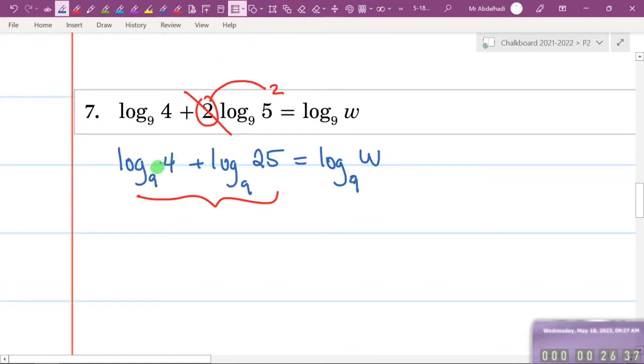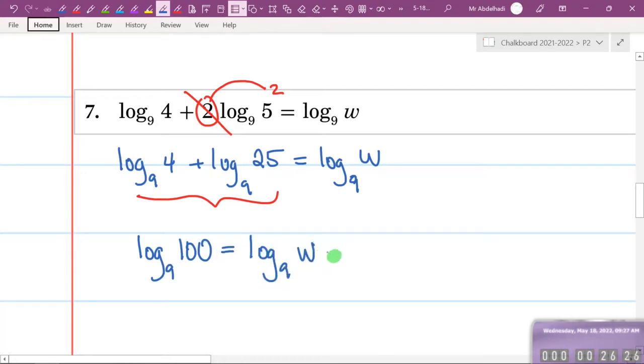So I'm going to multiply these 2 numbers here. And I'm going to get log base 9 of 100 equals log base 9 of w. And I can drop the logs and I'm done. w equals 100. That's it. So once again, check your answer.